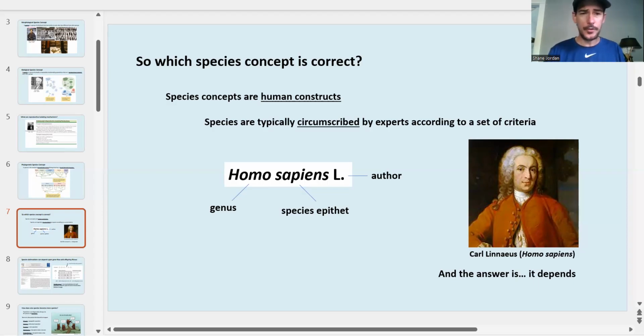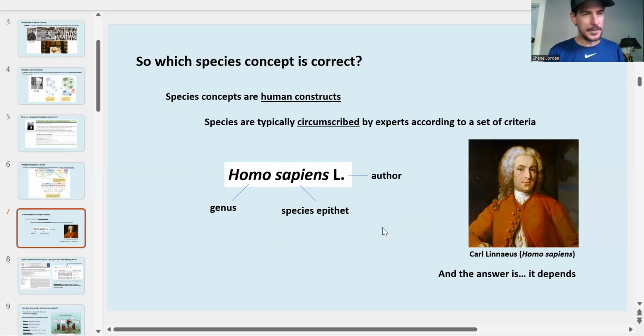So to also illustrate, when we talk about species, we're usually talking about something that looks like this. And a species is typically described according to the genus that it belongs to, and then it is assigned a species epithet. And then often these species descriptions will be accompanied by the abbreviation of the author or the person who came up with the species name. For example, Carl Linnaeus named our species Homo sapiens, and capital L period is the abbreviation of his name as the author of the species.